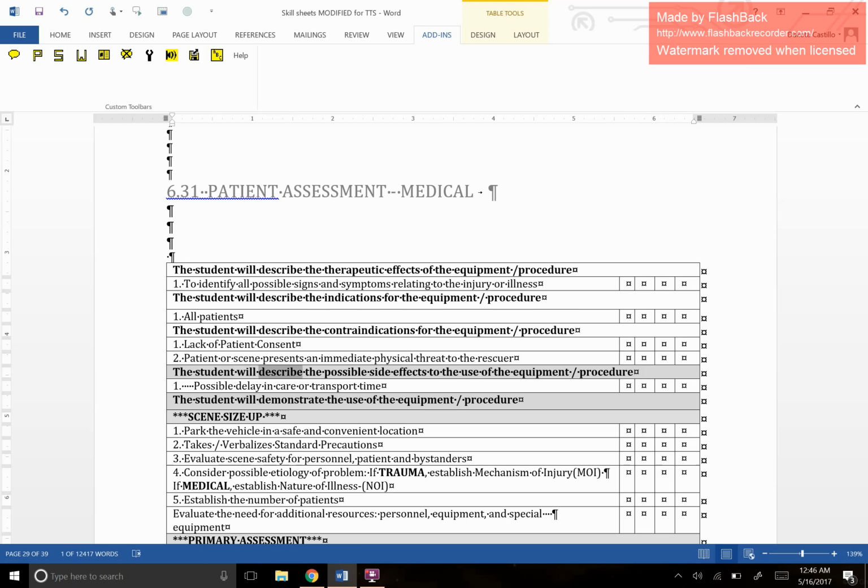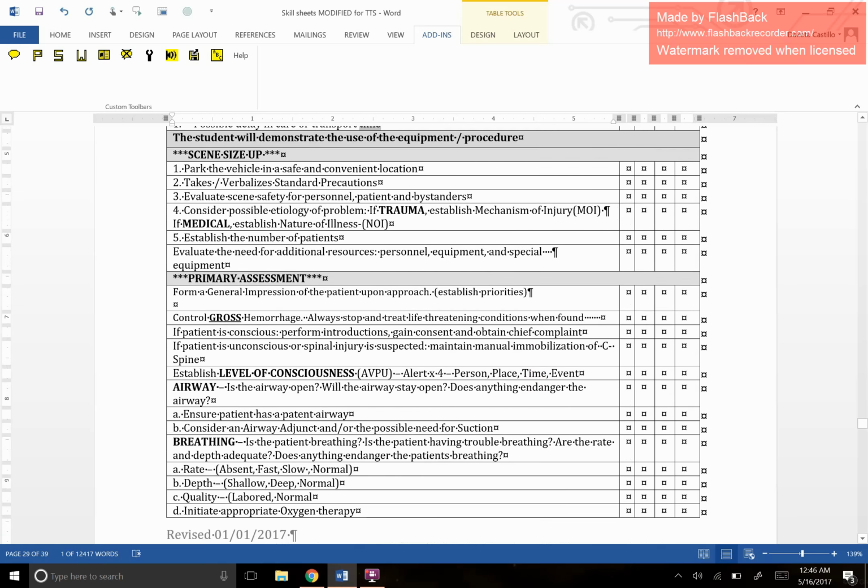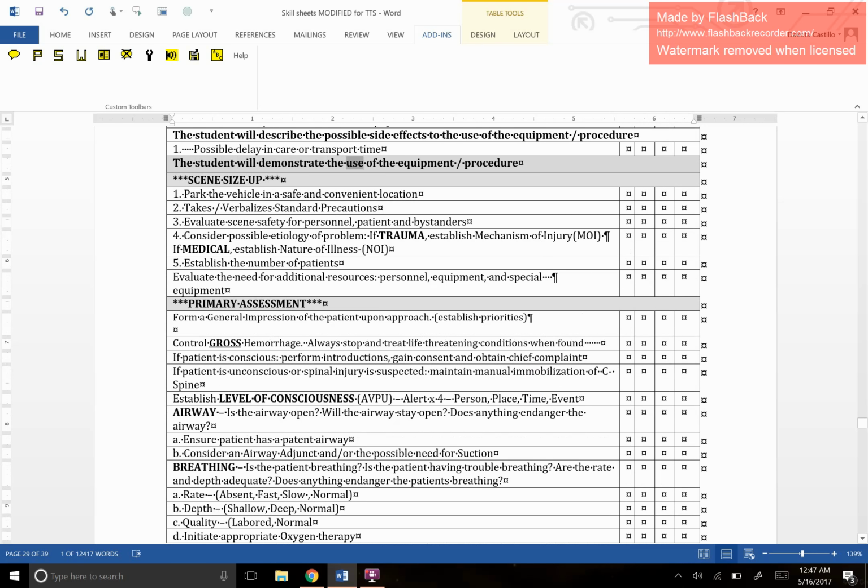The student will describe the possible side effects to the use of the equipment/procedure. 1. Possible delay in care or transport time. The student will demonstrate the use of the equipment/procedure. Scene size up. 1. Park the vehicle in a safe and convenient location. 2. Takes/verbalizes standard precautions.